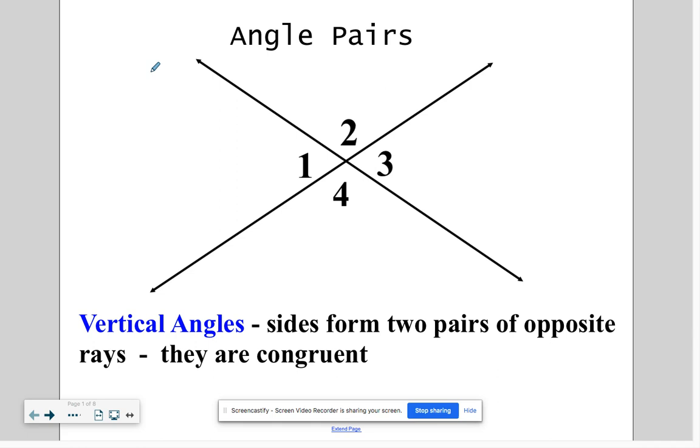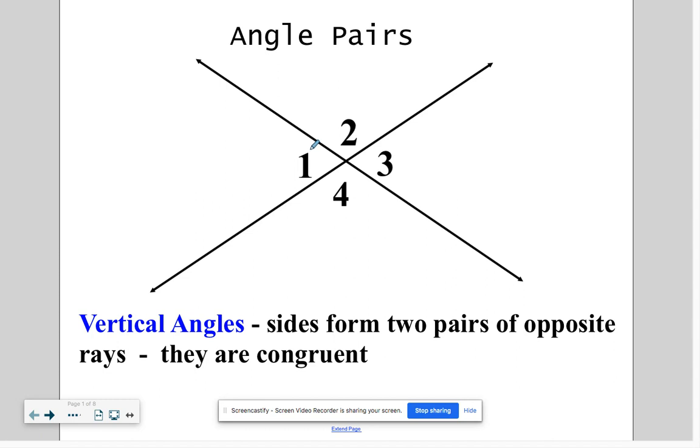Hello, this video covers the topic of angle pairs in geometry. There are several different angle pairs and they all have their own properties which you need to know. So the first one here you see is the vertical angles.